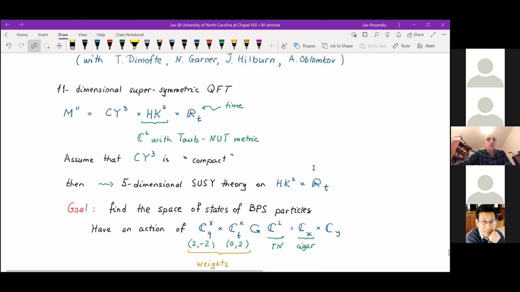So the goal of all the studies of Donaldson-Thomas and curve counting and so on, everything that happens there, the goal is to find the space of states of BPS particles in this theory. So let me just say, what does this mean roughly? A particle is a particle, similar to electrons, photons, and so on. BPS means that they're in special representation with respect to supersymmetry.